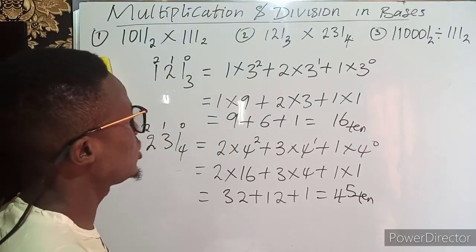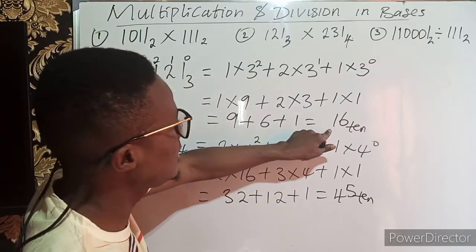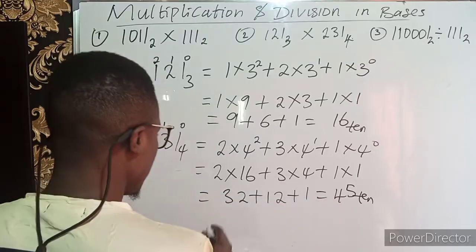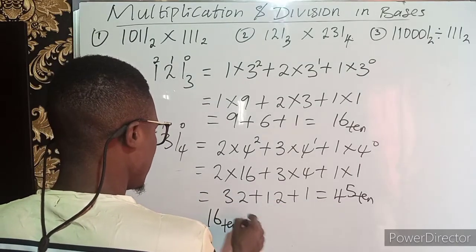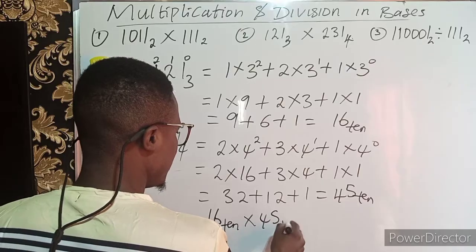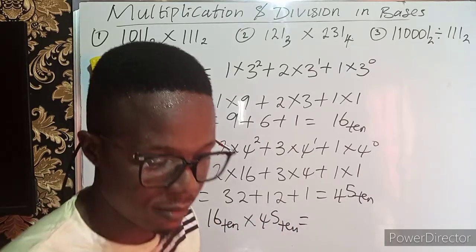Then we are now free to multiply the two of them. You can now call it 16 in base 10 times 45 in base 10. So 16 base 10 times 45 base 10. Let's use a calculator and be fast.